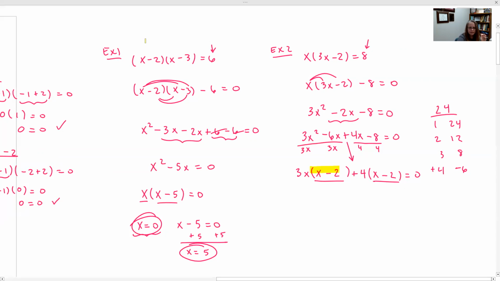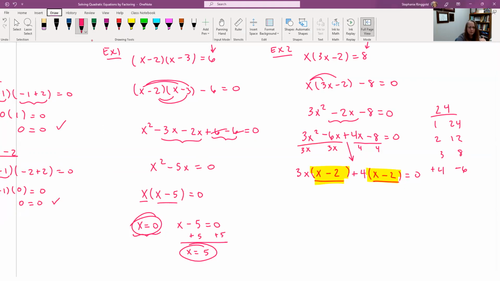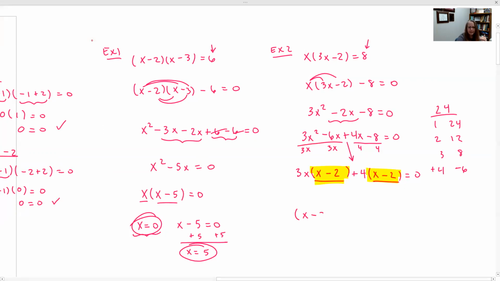That is my greatest common factor that I need to now factor out. So I'm going to pull that x minus 2 out in front, I'm factoring it out. And I'm going to write down what I have left when I divide that x minus 2 out of each one of those terms. So what I have left is 3x plus 4.